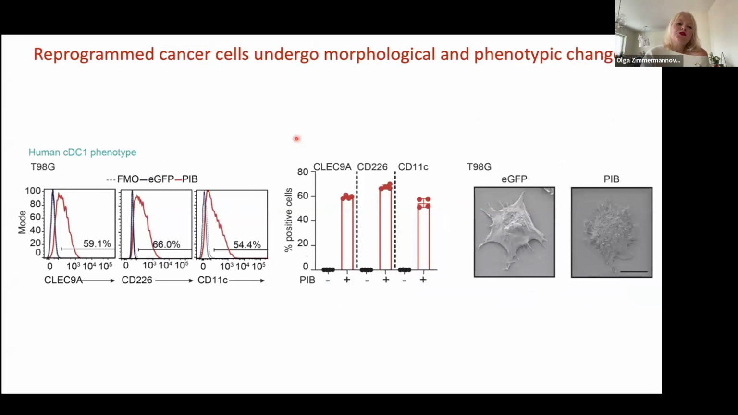Together, we also confirmed that the reprogrammed cells expressed other cDC1-specific markers, including CLEC9A, CD226, or CD11c, and that they significantly changed morphology, because here is a cell before reprogramming, here after reprogramming, and I know the picture is small, but it should be visible how the cells are creating those dendrites and really resembling real dendritic cells.